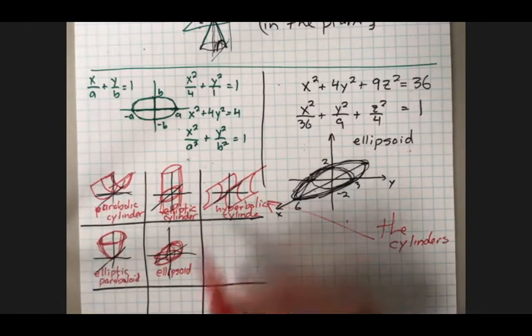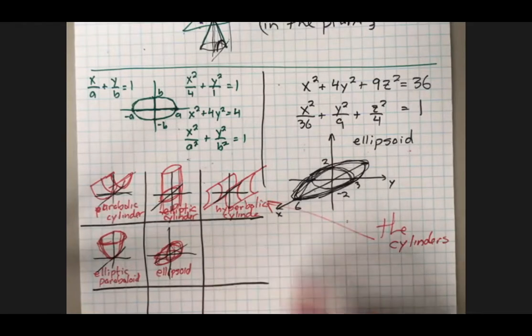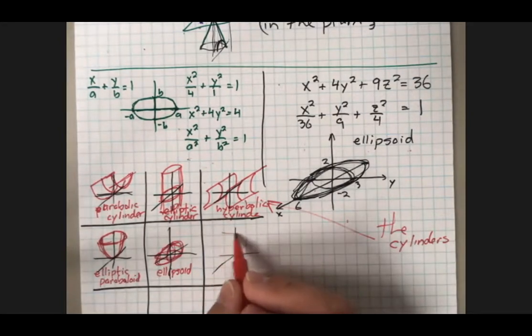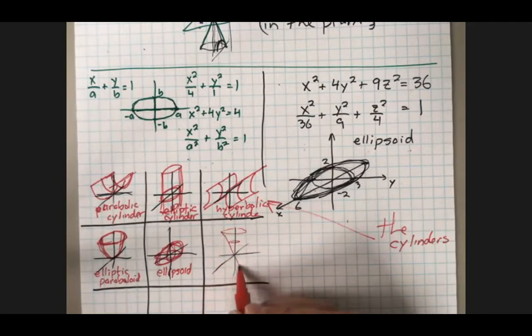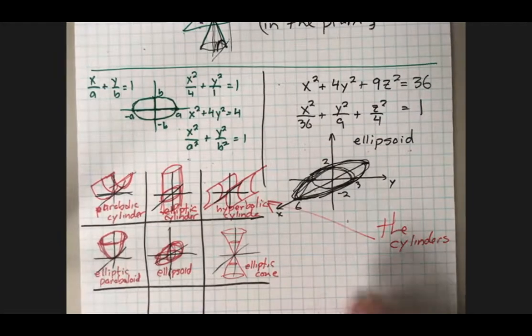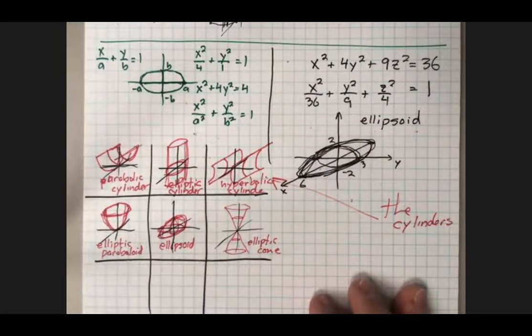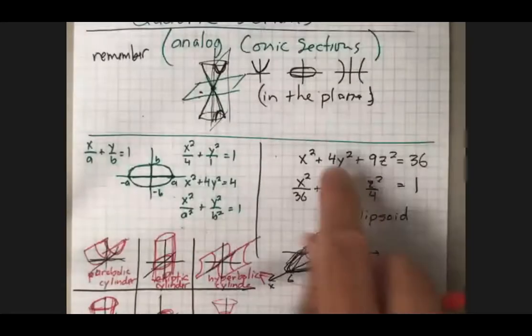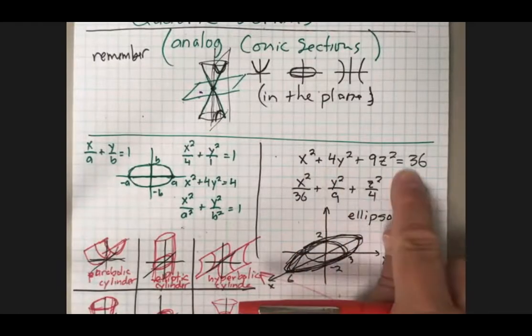And the third version of this, concentrating on ellipses, is what happens if you have ellipses only in one direction and the other cross sections are different. This is the elliptic cone. And all six of these, all nine when I'm done, they're going to be variations of this object.